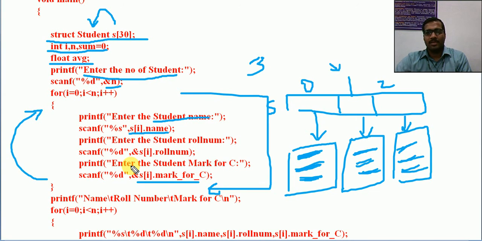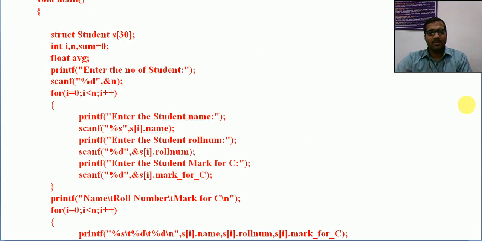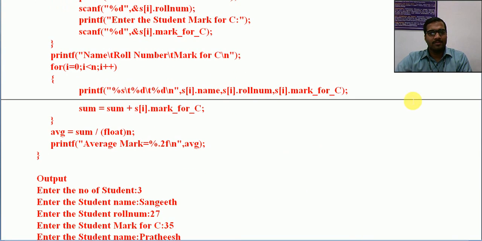Hope it is clear. Now, what is our aim? Not only reading. After reading, all the information is currently available. Now what is to be done? This is the portion where I need to print. I will be finding the sum and average along with the print. I will write name, then a slash t, roll number, slash t, mark, for printing directly in this way.